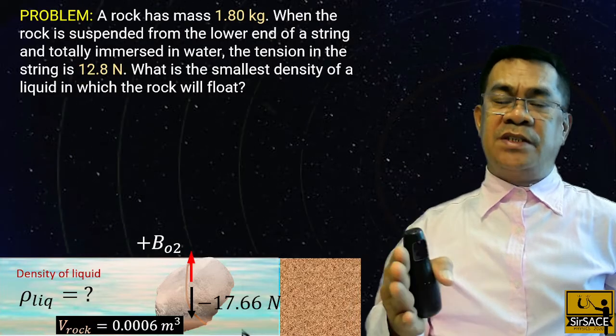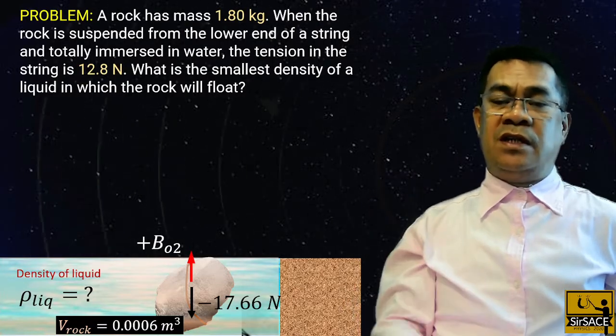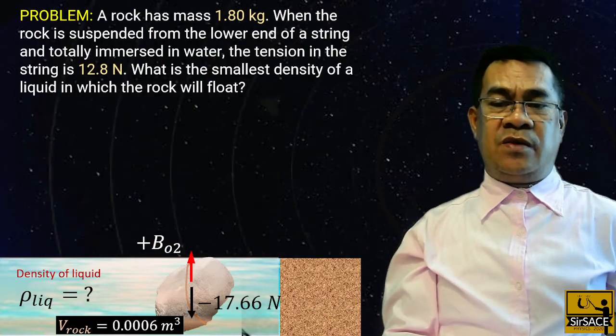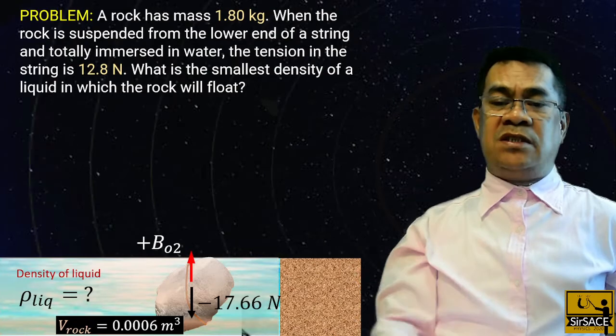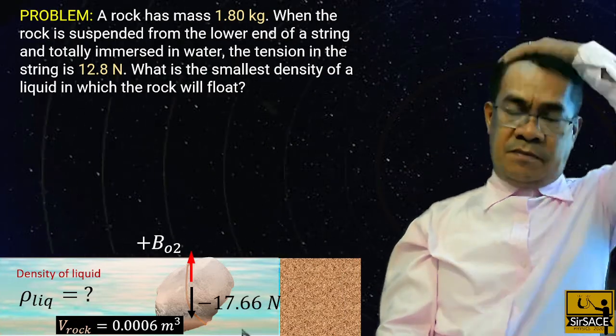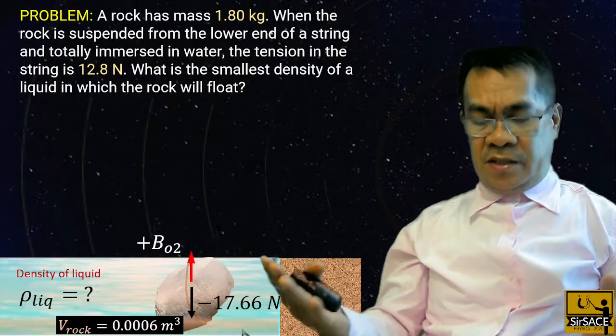Because that buoyant force is intended for water only. This buoyant force is the buoyant force due to the unknown density liquid. We don't know what the density of that is, but we are looking for that answer. So how will you solve this problem? Okay, simply use the same principle.